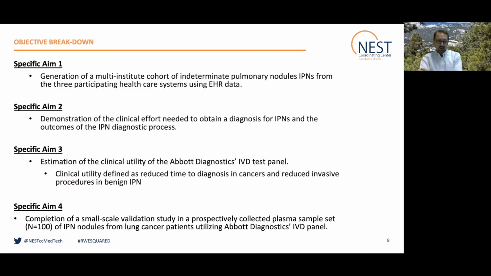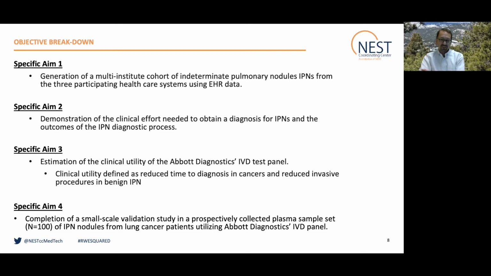So generally, the four aims for this project were, first, to create a multi-institutional cohort of IPNs, put them into a common data set and make them available for analysis. Second, to link those individuals and determine the clinical effort, and create an algorithm executed through the common data models at each institution that would then call through the EHRs to determine the clinical activity necessary to achieve a diagnosis for each one of those IPNs.